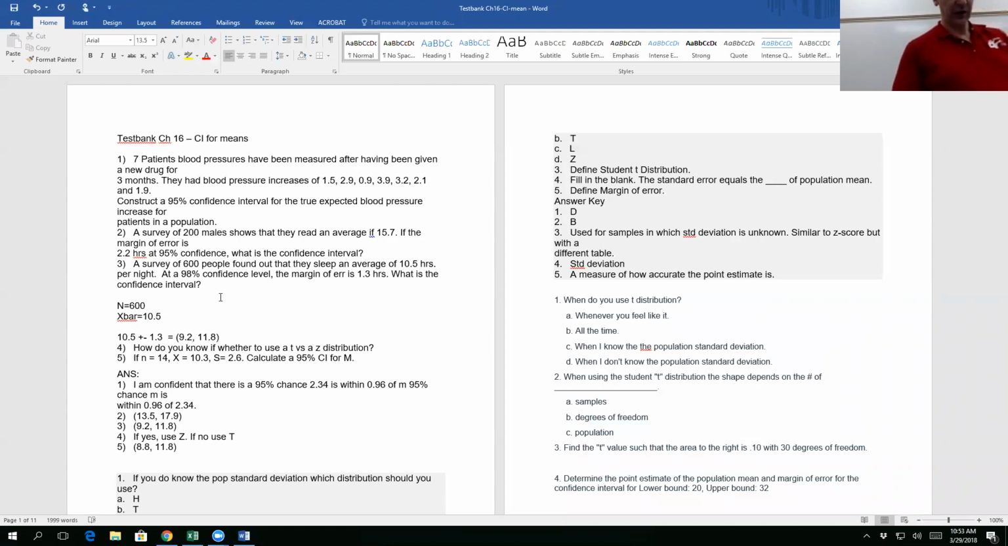Now, let's see what they got. Number 3, they put define student t-distribution. This is what the answer should be. Oh, is that right? Am I looking in the wrong place? Oh, yeah, it is correct. Okay, good. So they got the right answer on that one. Now that it's a little bit more clear, that's not a bad question.